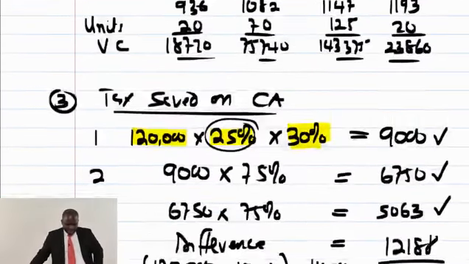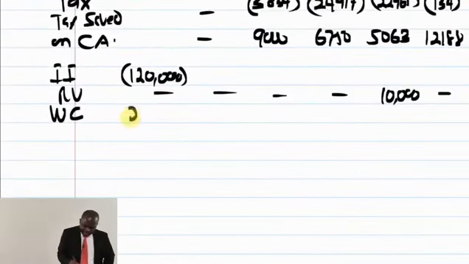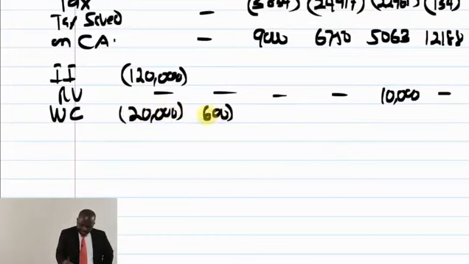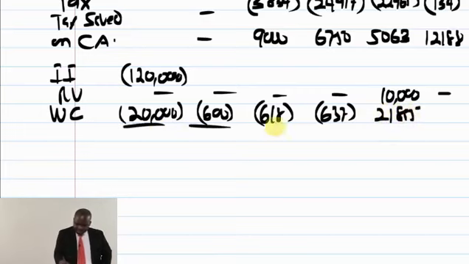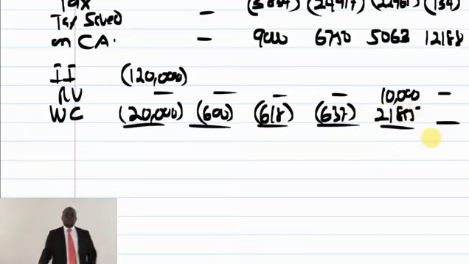So let's go up there and do the working capital. Working capital is 20,000 here. This is 600, then this is 618. Next one is 637, and we recoup 21,855. Sum everything up. It's a template. So when you are asked to calculate NPV and I need my relevant cash flows, I have to picture.